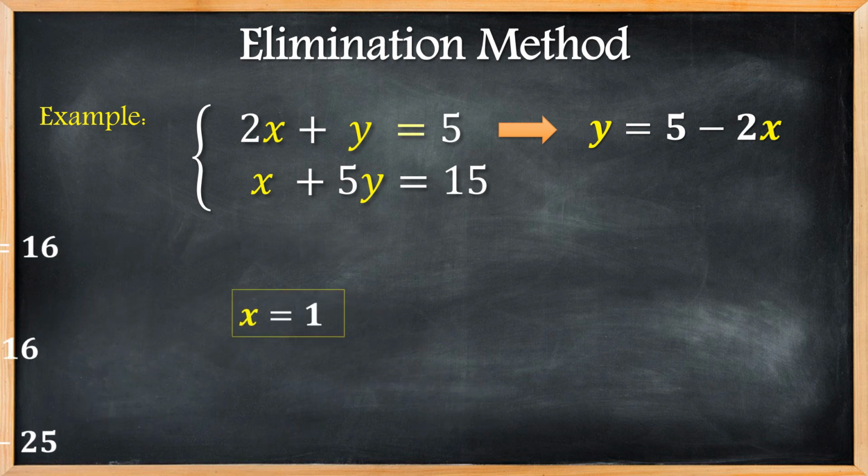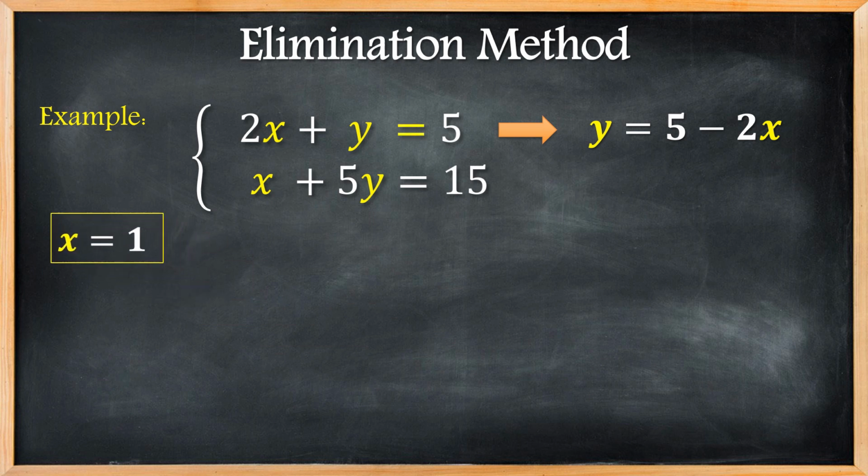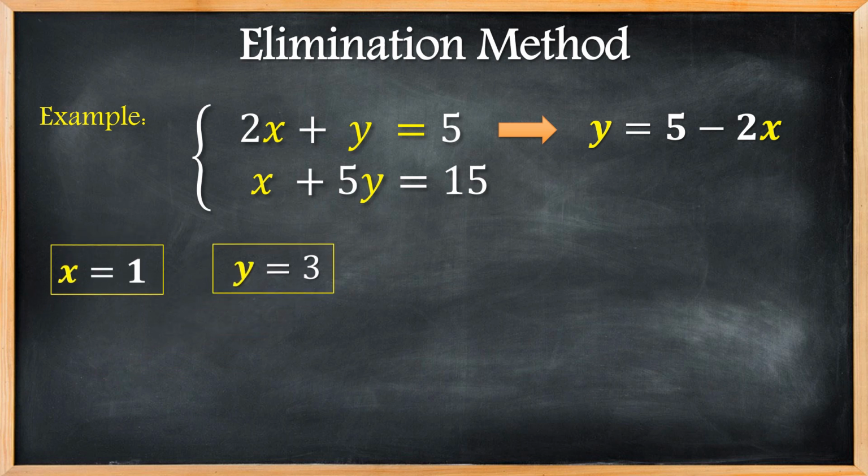Now that we have found x = 1, let's substitute this value into our equation for y. From the equation y = 5 - 2x, we substitute x = 1. y = 5 - 2 times 1. Simplifying, y = 5 - 2. y = 3. So the solution to the system of equations is 1 and 3. We have now found both values, x = 1 and y = 3. This means that the two equations intersect at the point (1, 3) on a graph.